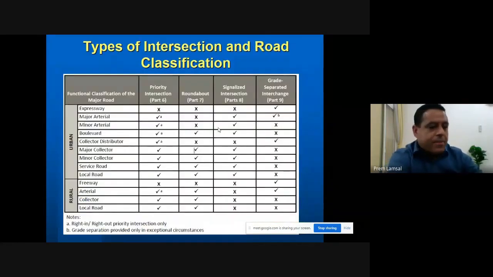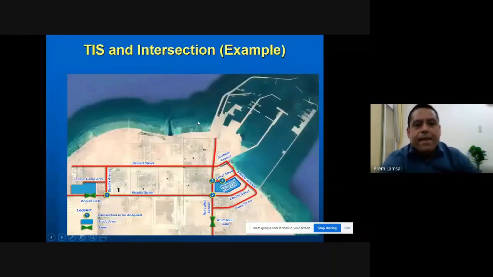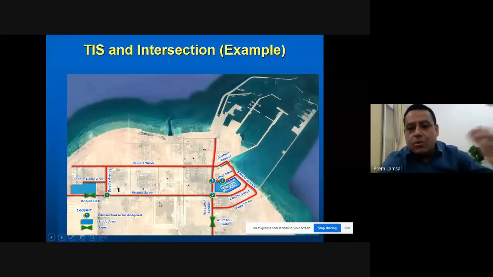Here I am going to talk about the traffic impact study. And I'm going to show this project. Actually, I recently completed this design project. I was working on this for one of my American clients here. And this is on the northern coast of Qatar. This is in Qatar. And my client was planning to build a petrochemical industry here.